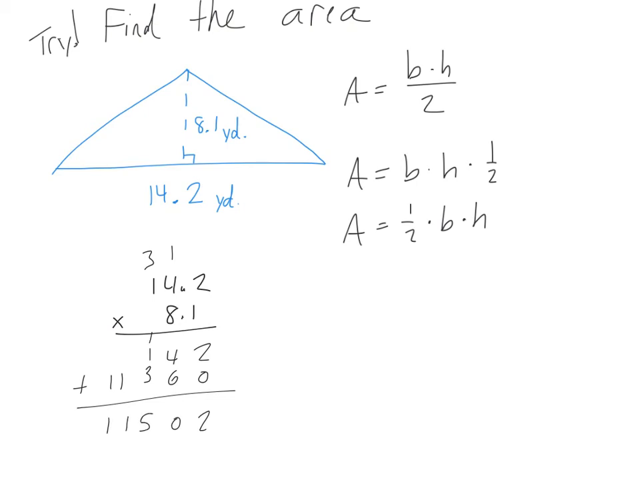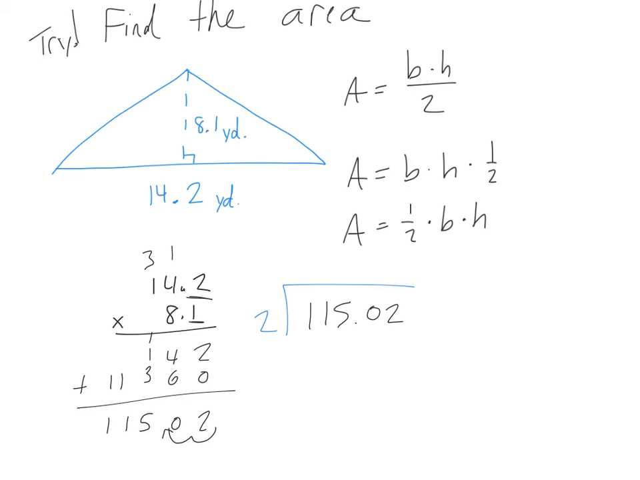How many decimal places in our answer? 1, 2. So right there. So our answer is 115.02, correct? Wrong, because we haven't done what? We haven't divided by 2 yet. Base times height divided by 2. Got to do that part. So take that and divide it by 2.